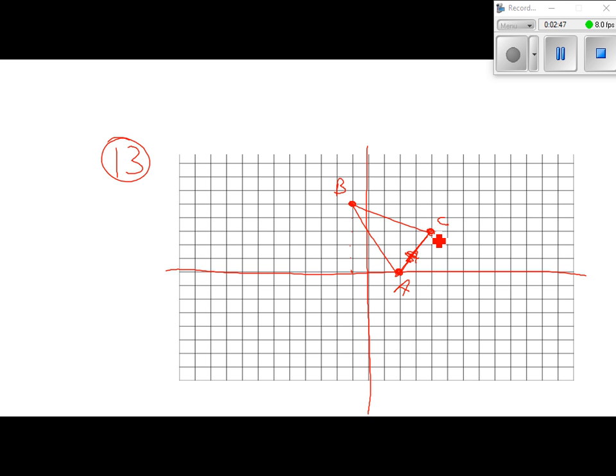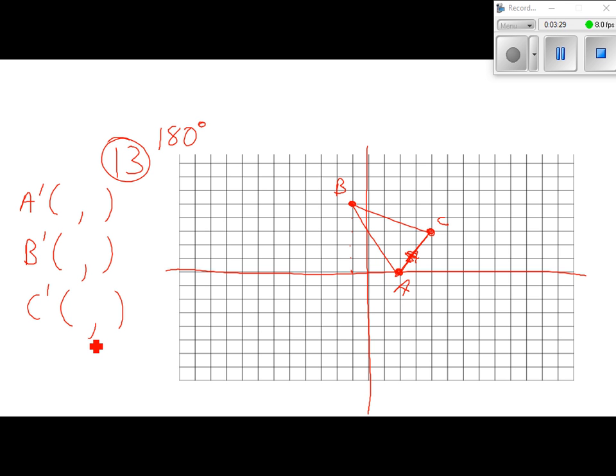All right? For 13, we want to rotate it 180 degrees. Does it matter if it's clockwise or counterclockwise? No. For 180, if I rotate 180 counterclockwise, or 180 clockwise, it ends up in the same spot. So we have to find A prime, B prime, and C prime. That's what our answer is going to be anyway. They didn't care about the graph, they just want the new coordinates.